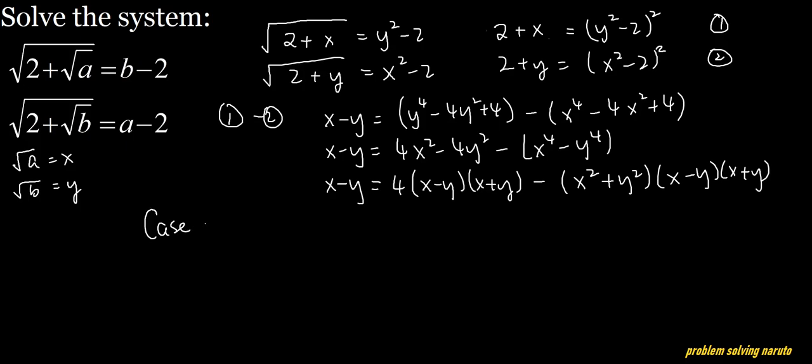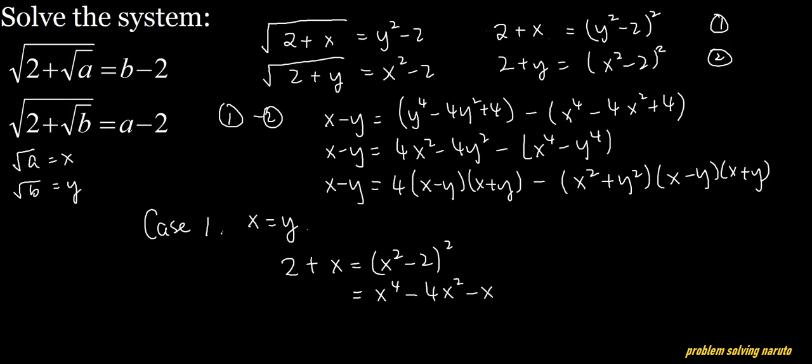So case 1, x equals y. Okay, then everything becomes 0, and I will have this. Equation 1 becomes this, which is unfortunately a degree 4 polynomial. Oops. This is plus 4 minus 2, which is plus 2.